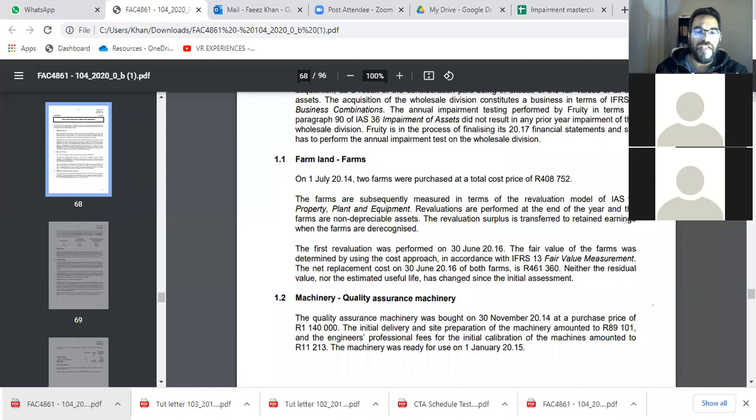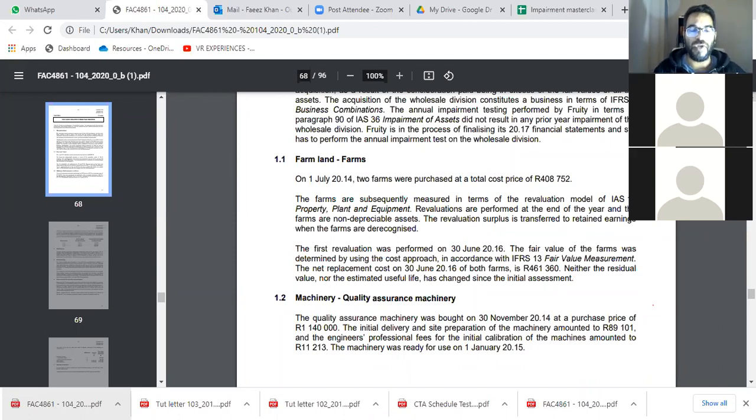The first revaluation was performed on 30th June 2016. The value of the farms was determined by using the cost approach in accordance with IFRS 13. The net replacement cost on 30th June 2016 of both farms is 461,360. Neither the residual value nor the estimated useful life has changed since the initial assessment.